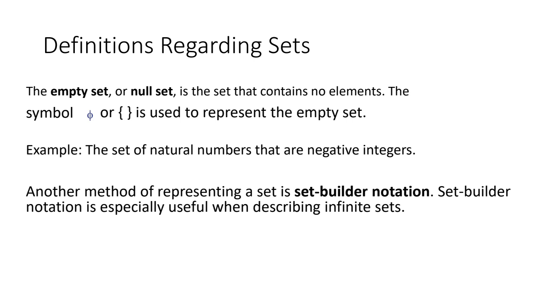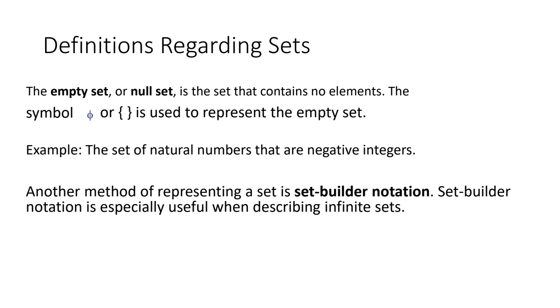There's nothing inside. So, the set of natural numbers that are negative integers. This is an example, because natural numbers are, by definition, starting with 1. When you say the set of natural numbers that are negative, you're combining naturals that are also negative. Well, there are no numbers that are natural and negative. So this is an example of an empty set.